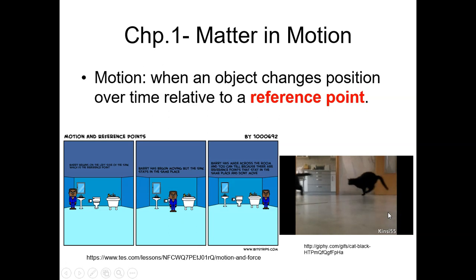so the cat's in motion. There's a little cartoon here. I don't know if you can see it. It's a little more boring than the cat moving, maybe. But it talked about this guy named Barry. So he's on the left side of the sink. Now he's on the right side of the sink. So we could tell that he's moving because we used that sink as a reference point. But you could use one of these other things as well. So pretty simple idea.